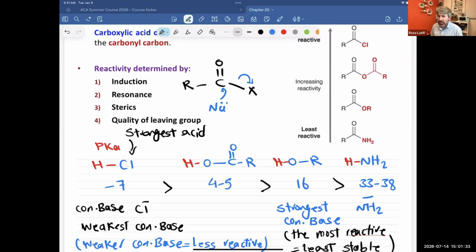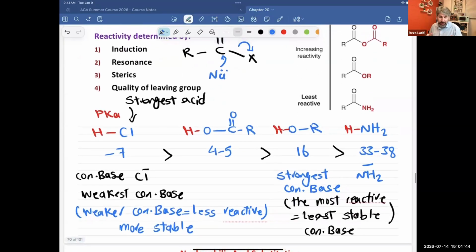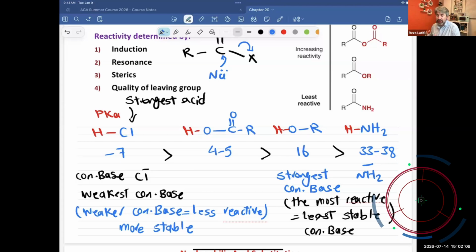You need to ask yourself, what's going to happen to that X? Is it going to be stable? If it's stable enough, the reaction will be faster. And the way to pick the best leaving group is to look at the acid version of it. If you're dealing with a really strong acid, the conjugate base will be the best leaving group. If the acidic version of that leaving group is mainly a base rather than an acid, then it's not going to be a good leaving group, and you should stay away from it.